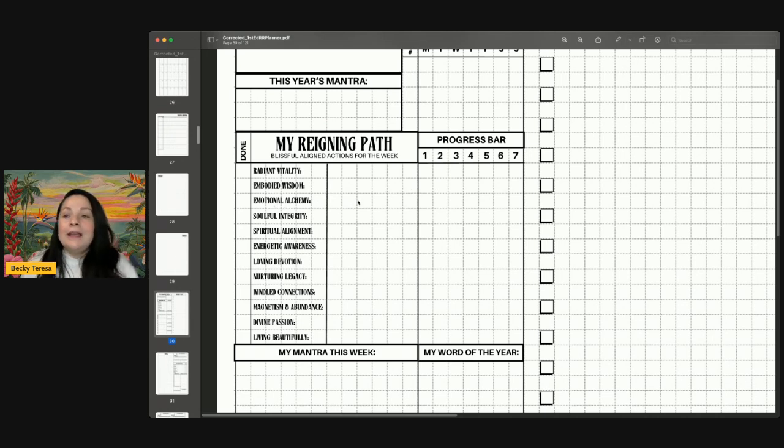Emotional alchemy. How are you going to take care of your emotions and your emotional health? Sometimes for me, it's journaling. So maybe it's just journal something, even if it's just one sentence, or do a gratitude statement. Or sometimes emotional alchemy could be like, go sit by the pool, go lay out by the pool. And that can help to regulate your emotions, whatever it is that you need, right?